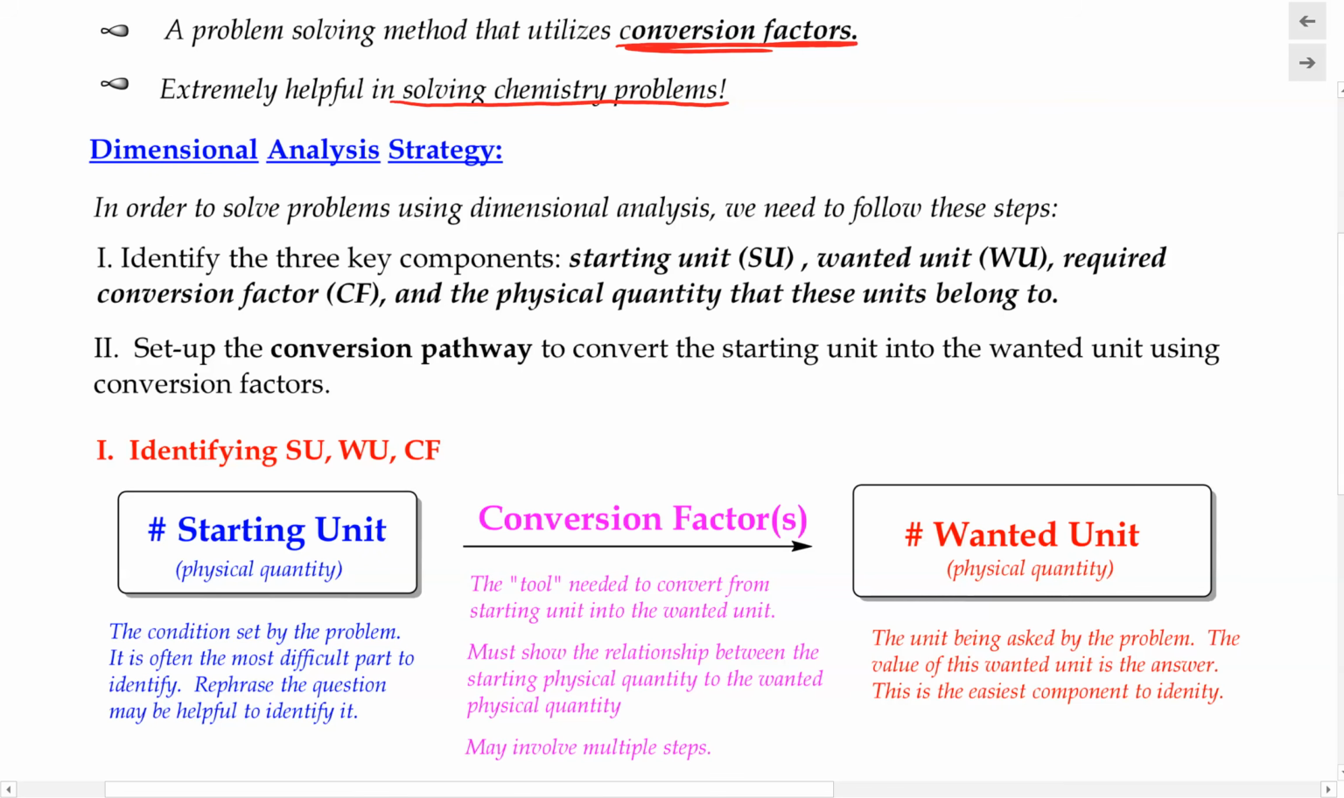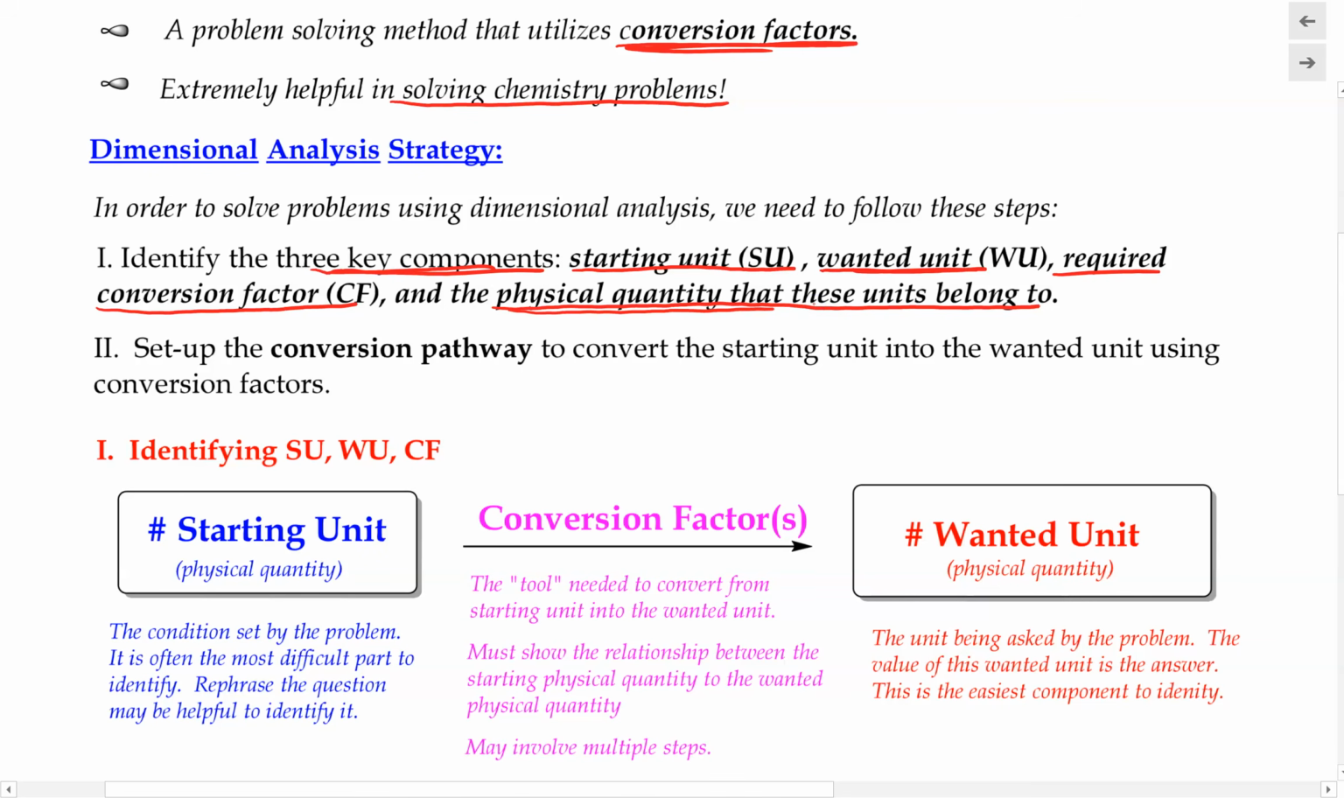In order to solve problems using dimensional analysis, we need to do the following steps. The first step is to identify the three components: the starting unit, which we're going to abbreviate with SU, the wanted unit, WU, and then the required conversion factor, abbreviated with CF. And we also need to know the physical quantity that these units belong to. So let's recap. First, identify these three key components: the starting unit, the wanted unit, and the conversion factor, and know what physical quantity they correspond to.